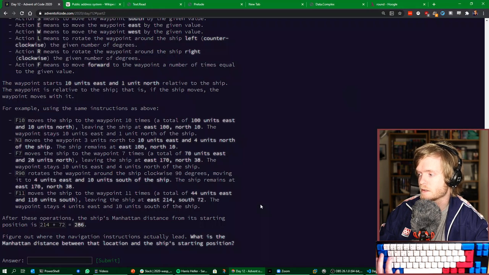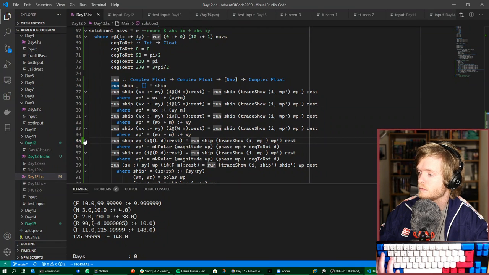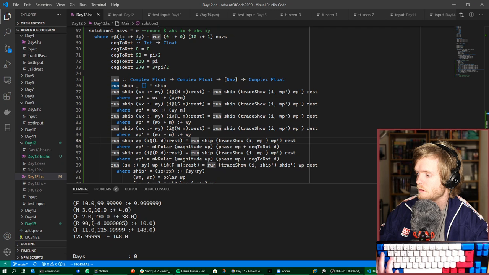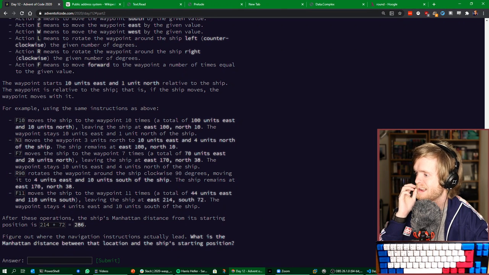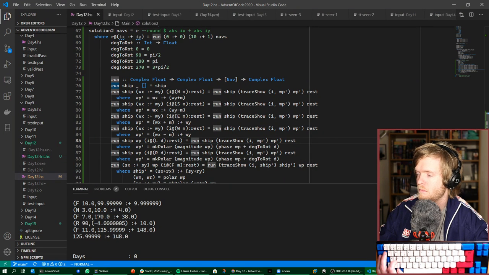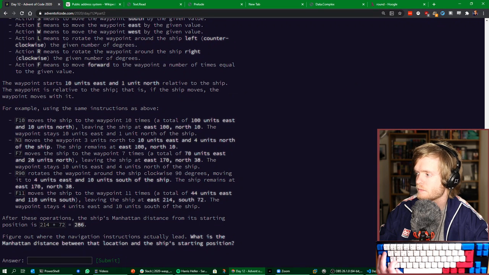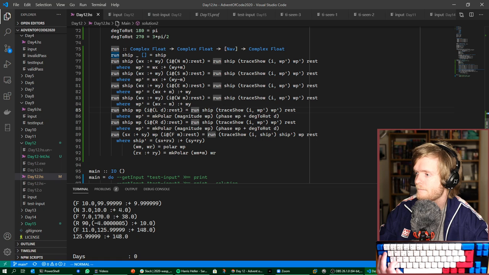North, so F10 says go, yeah, okay, so the F is correct. N3 moves the waypoint 3 units north. 10 units east and 4 units north of the ship. Yes, okay, so then F7 moves the waypoint 7 times, 70 units east and 28 units north. Okay, I think it's just because I'm adding it wrong here. So that's the thing, right? So N3, F7, moves the waypoint 7 times. So F here should not do the polar thing. That's too much.